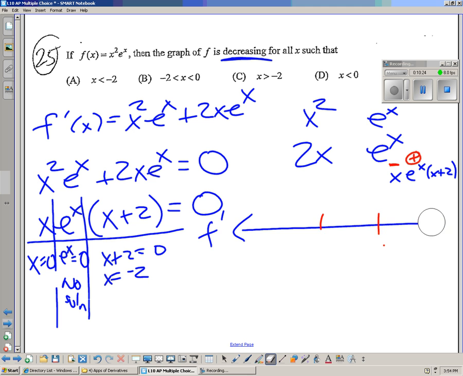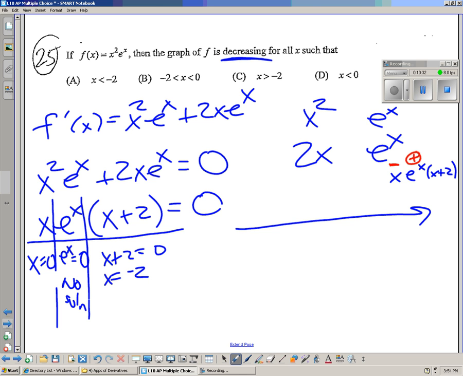Scratch that, reverse it. Let me change this up. I meant to put negative 2 and 0 on the number line. See what happens when I do the movies and you guys aren't here to correct me and yell at me? Here we go. F prime and negative 2 and 0. That's better.